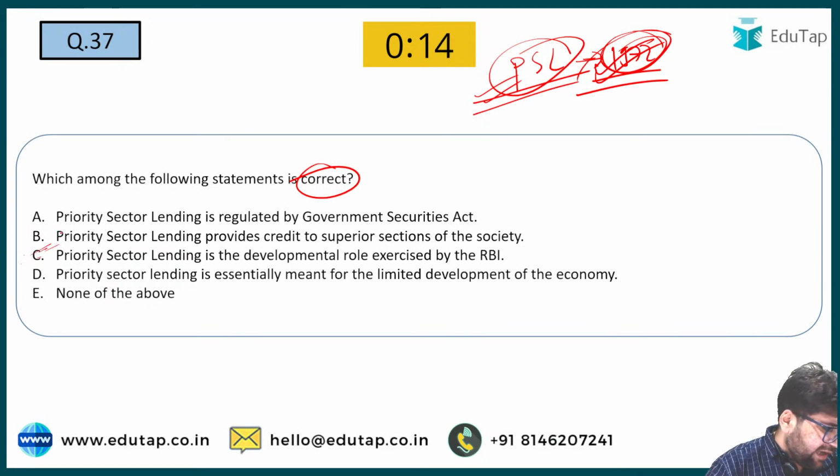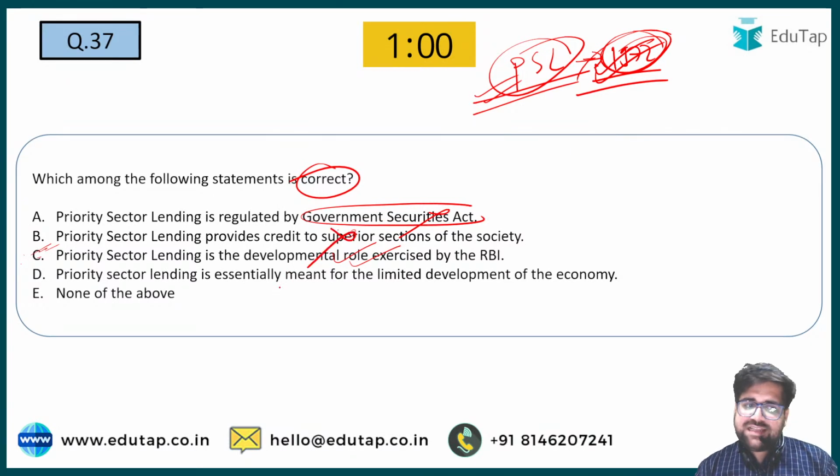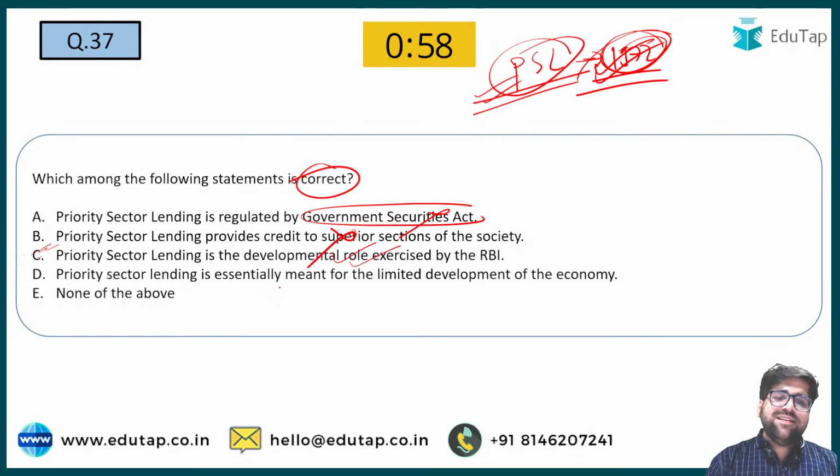Yes, I can see the maximum of you have gotten the right answer. PSL is regulated by the Government Securities Act? No, this is completely false. PSL provides credit to superior? Again, the name itself says we have priority sector, so it doesn't mean superior. C is correct. Priority sector lending is essential to meet the limited.